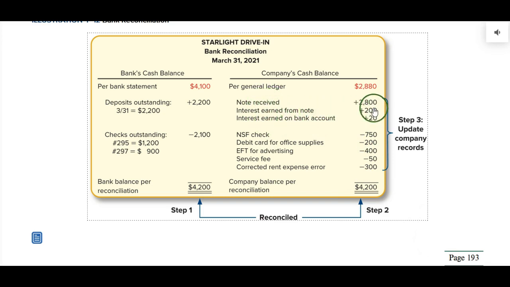You know, the note was $2,800. It had interest. The customer, the person who owed us money, paid us. The bank paid us some interest. And we have these things that went out the door that the bank has already taken care of. So let's make these entries.